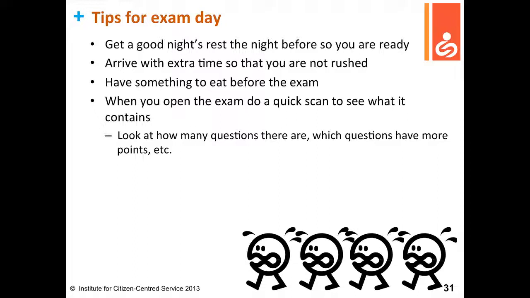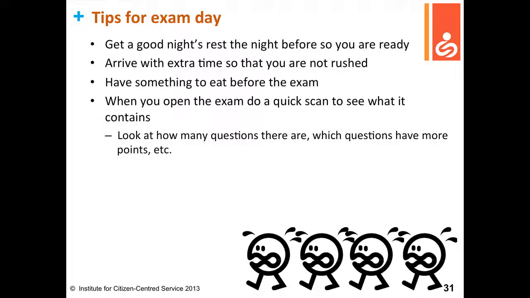As soon as you get the exam and you're told that the time has started and you're allowed to open it, just do a quick walk through. Look at all of the exam, just to make sure you get a feel for how everything is laid out and where everything is.